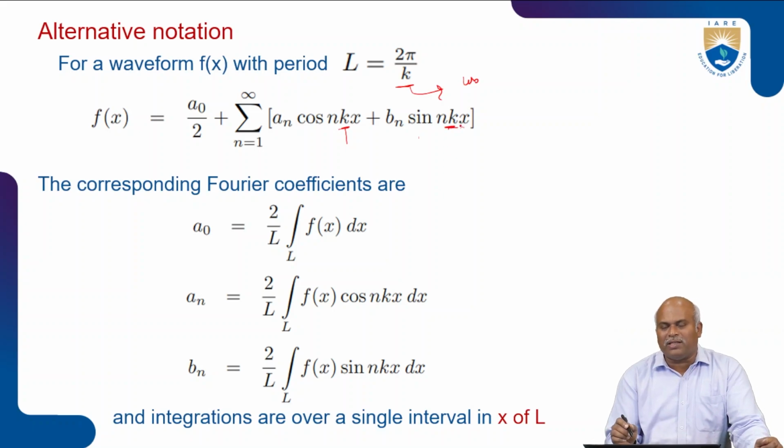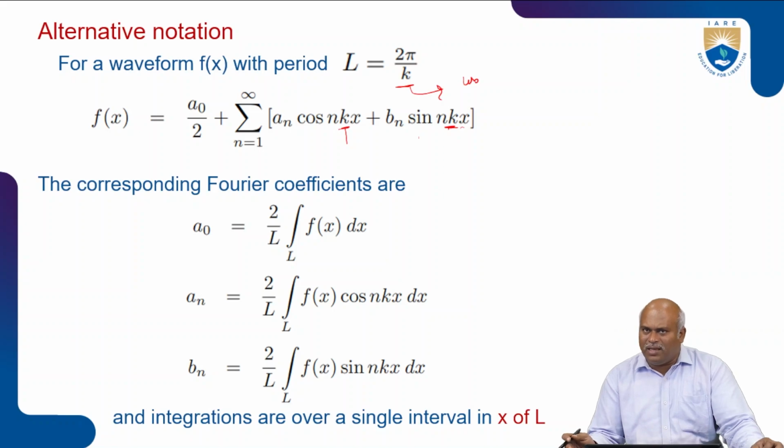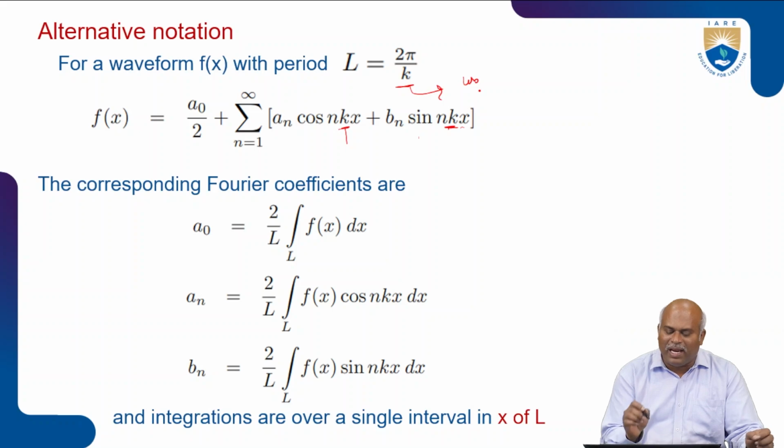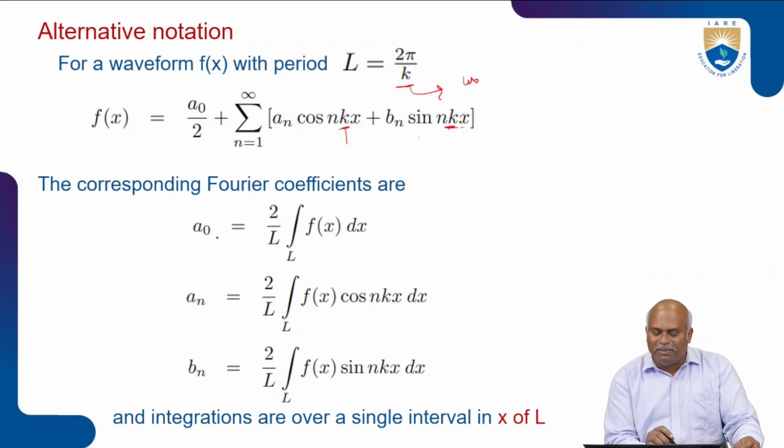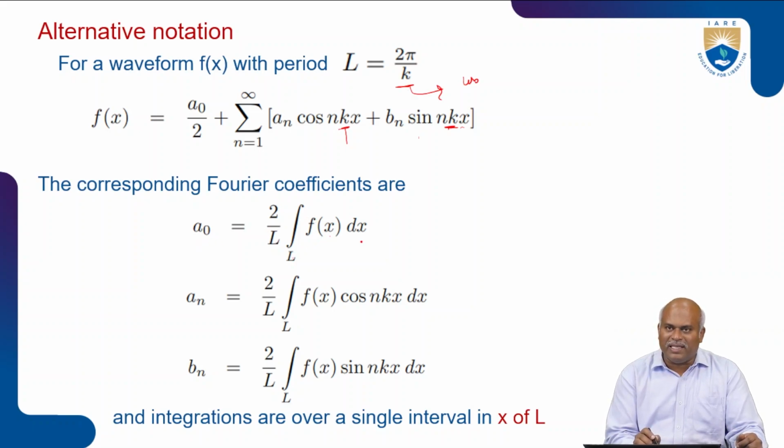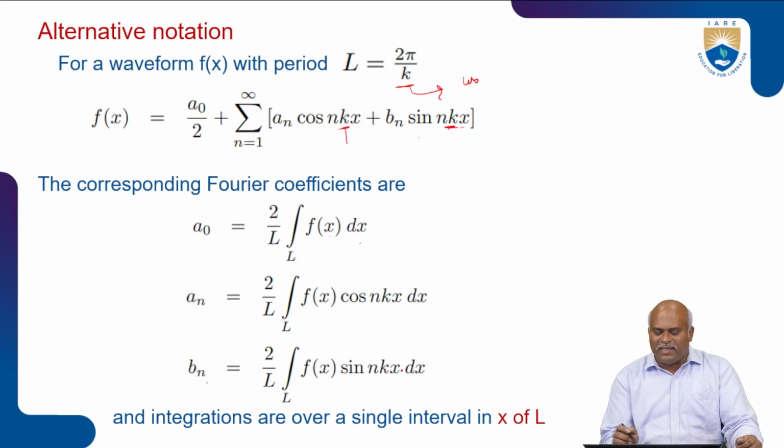Here also we used omega 0 in the case of the periodic condition. This is also periodic, but we use another notation called k. Based on this, I should represent our 3 different coefficients of the Fourier series of trigonometric condition: a0 equal to 2 by L integration over L of f of x dx, as well as an equal to 2 by L integration over L of f of x cos n kx dx, and bn equal to 2 by L integration of f of x sin n kx dx.